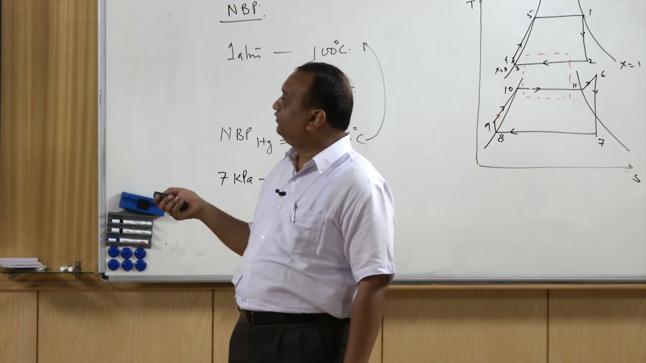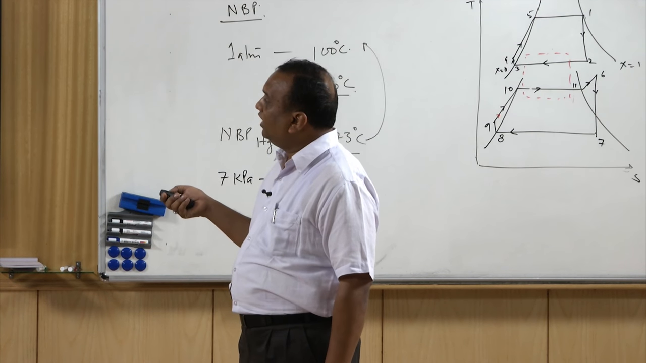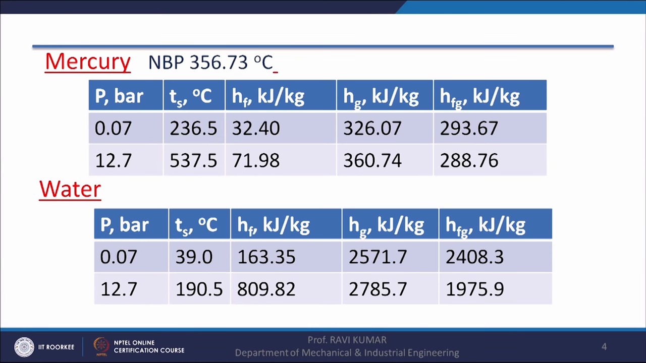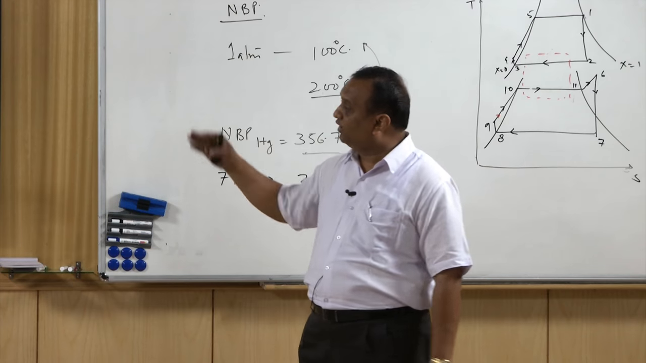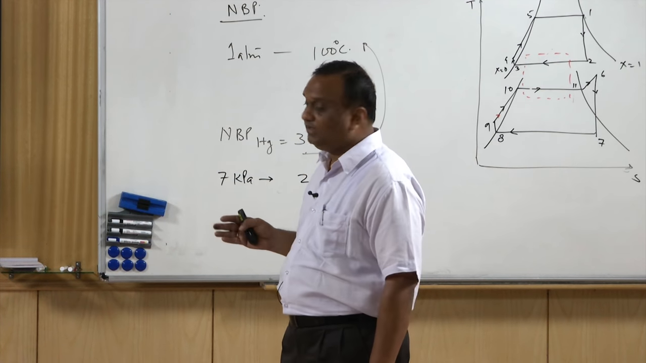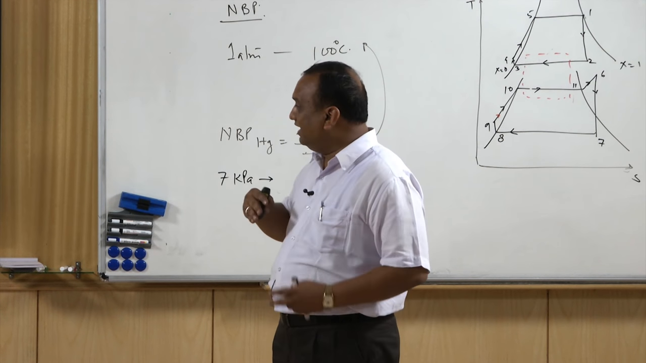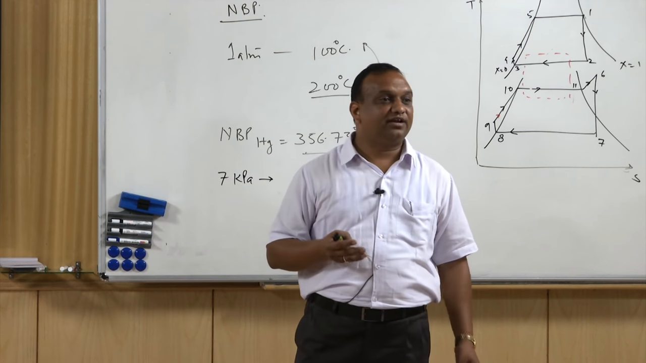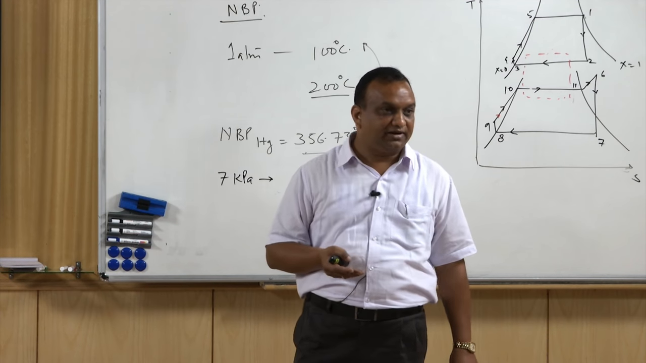Here also you can see for mercury, the enthalpy of saturated vapor at 12.7 bar is only 360.74 kilojoules per kg. However, in the case of water, it is 2785.7 kilojoules per kg. So, if you compare the thermophysical properties, as far as the energy content is concerned, water turns out to be much superior to mercury.